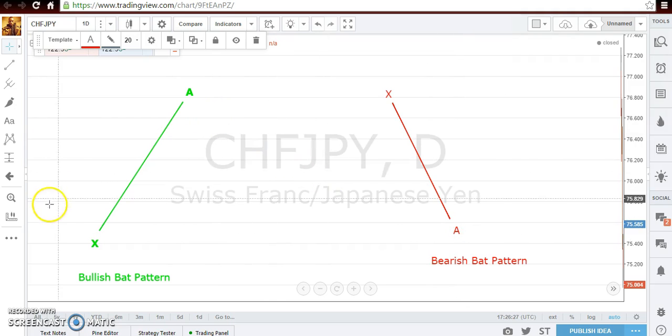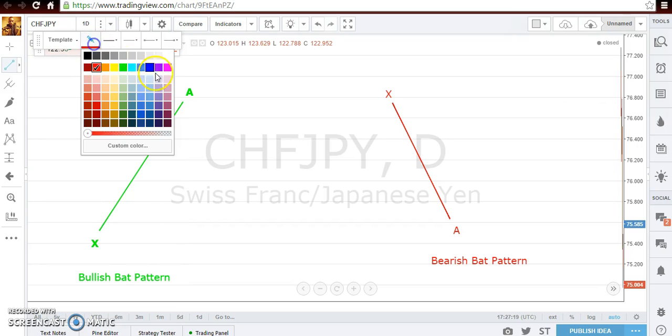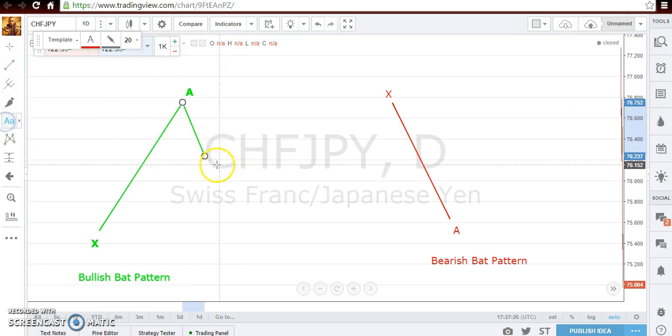Now the next thing to do is to introduce a retracement, which is basically another impulse leg. Just like we know, you can't get an impulse leg without a retracement, just like the market can't just go up without coming down. So we're going to bring out the retracement of this X to A leg, and we're going to label that as B.